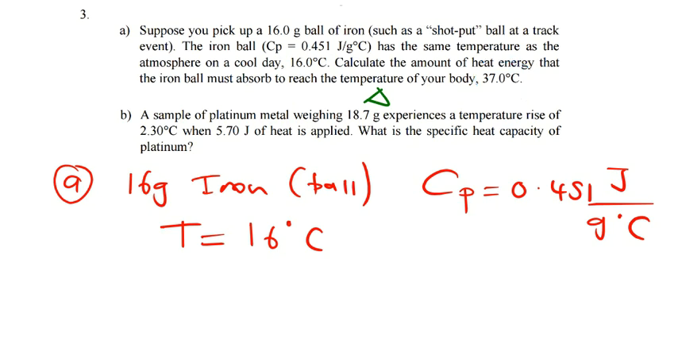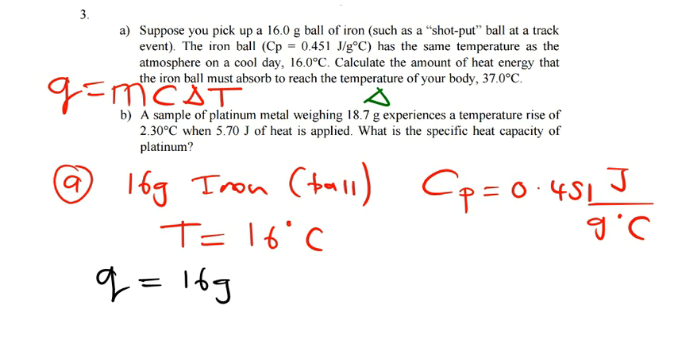The formula you should always think of when you see such questions is mcΔT: mass, specific heat capacity, change in temperature. Our Q, which represents the heat energy, is going to be: our m is the mass, 16 grams of the iron ball; specific heat capacity is 0.451 joules per gram degree Celsius; and then multiply by the change in temperature, final minus initial.